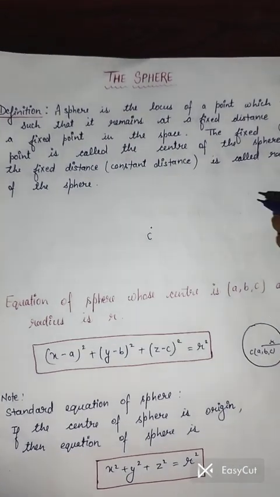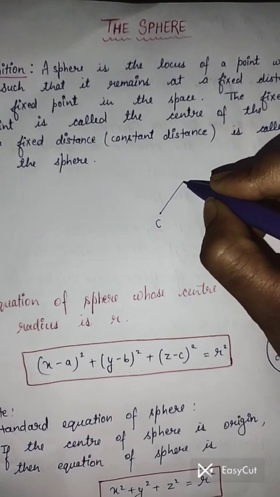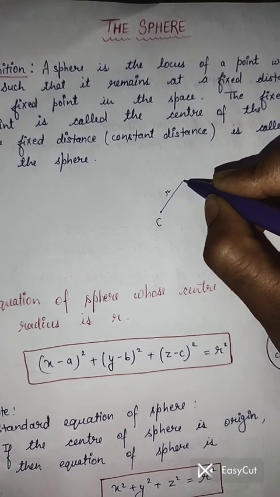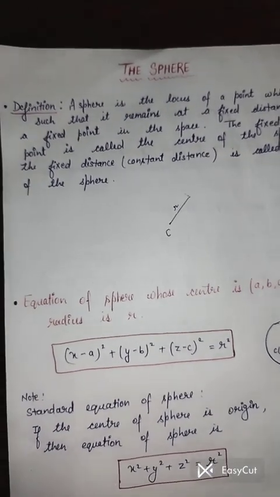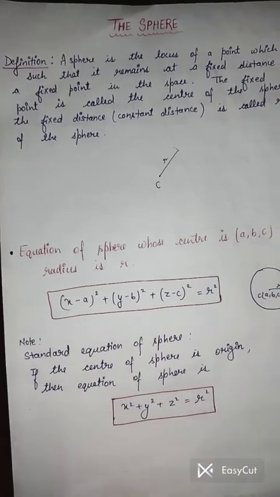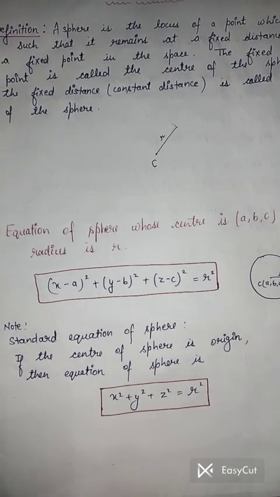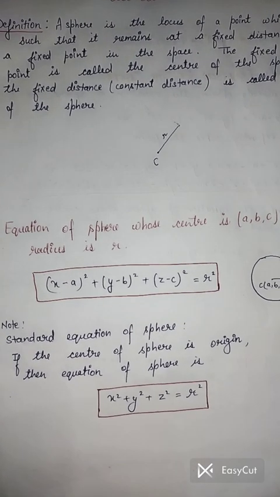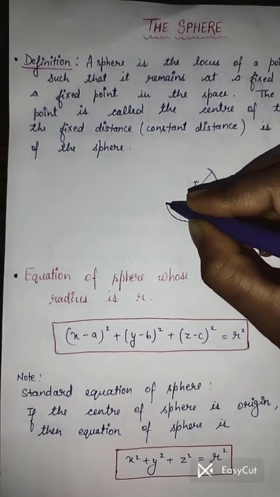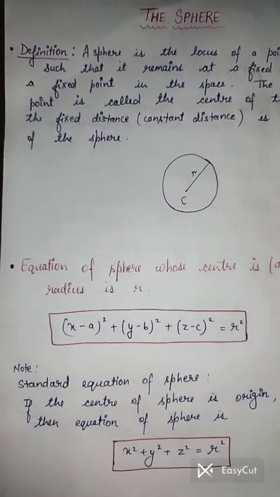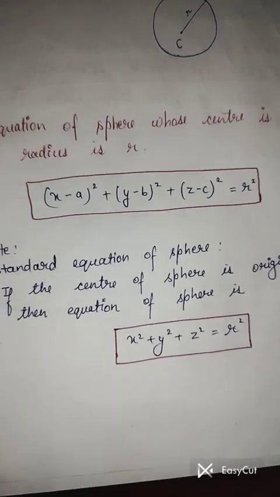It is C. So at a constant or fixed distance, let this distance be R, the locus of all the points will make a circle. Therefore the 3D object of a circle, we can say, is a sphere. So the locus of all the points will make a circle, and we can say it is a sphere in a 3D world.